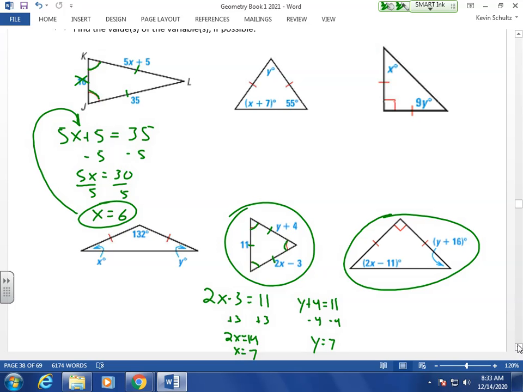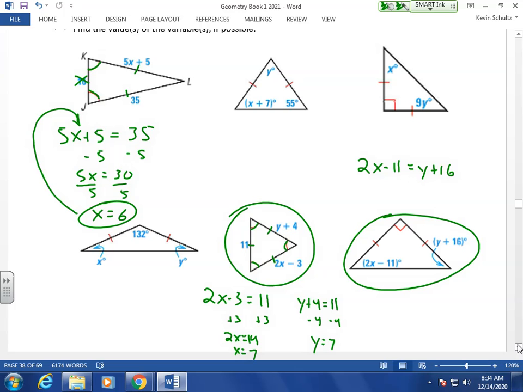Well, what do I know here? What relationships can I set up? I do know that 2x minus 11 equals y plus 16, right? Those two angles are congruent, being an isosceles triangle. But kind of like we talked about in the last one, I run into a wall here because I have two variables to solve for in the same equation. That's not really going to work out for me.